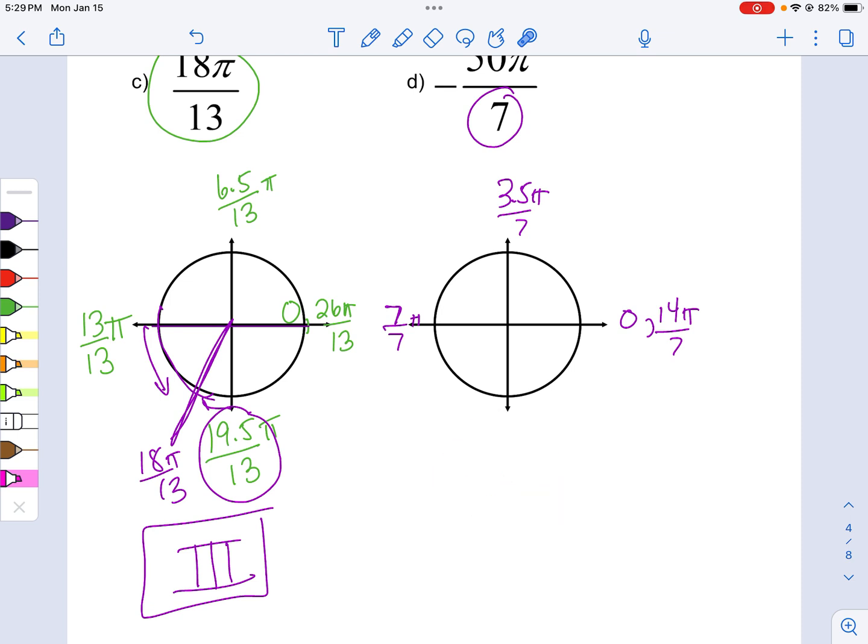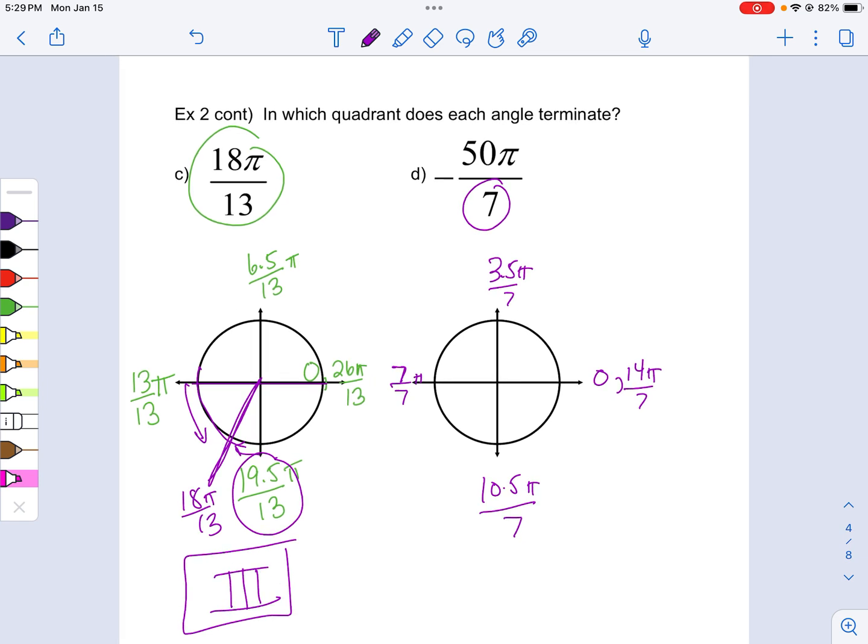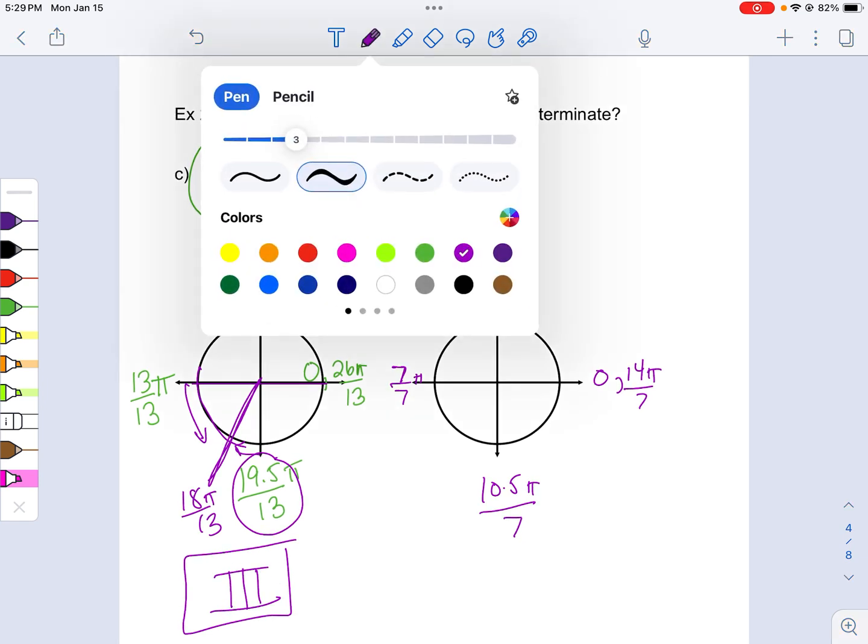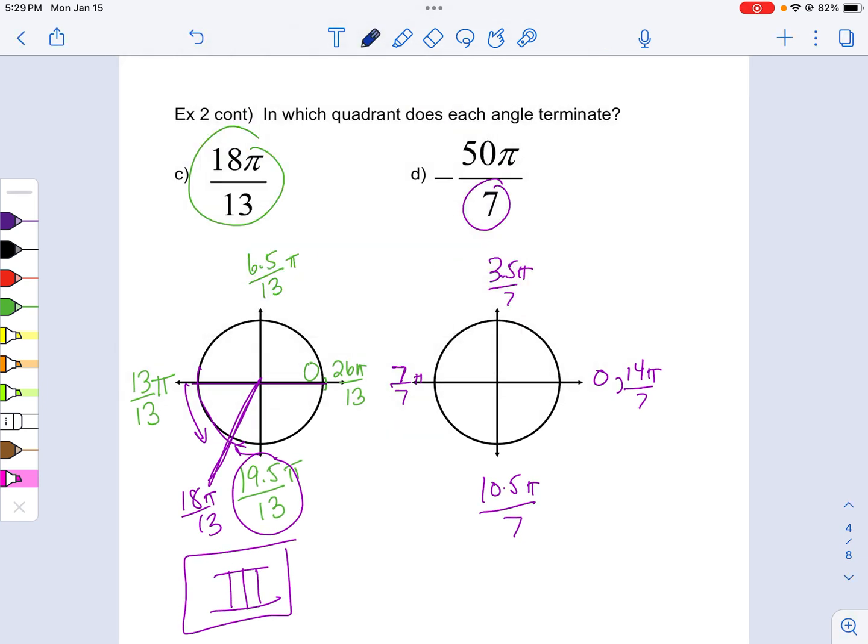So 3.5 plus 7 gives me 10.5 pi over 7 on the bottom. All right, so obviously negative 50 is way too small. So we're going to find that coterminal angle. We're going to add, in this case, out of 7, 2 pi would be 14 pi over 7, which we found over there. So we're going to add 14 pi over 7 a few times.